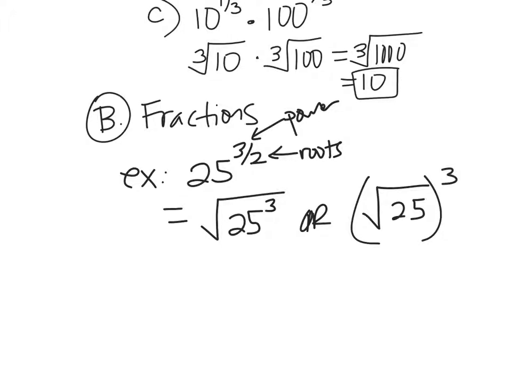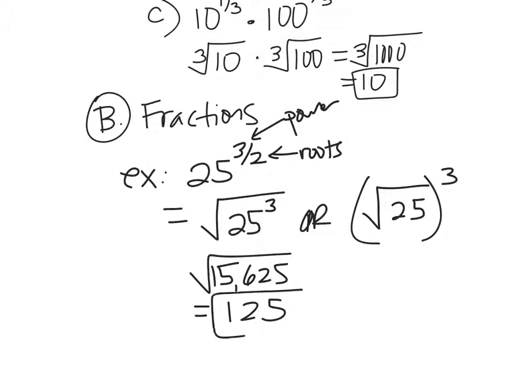See, they're different. This is 25 to the 3rd power, which is going to be a big number, and then you take the square root of it. Or you can take the square root of 25 and then cube it. It doesn't matter what order it's in. Okay? Watch, I'll even show you. What is 25 to the 3rd power? It's a huge number. It's 15,625. And then take the square root of that number, which would be 125.